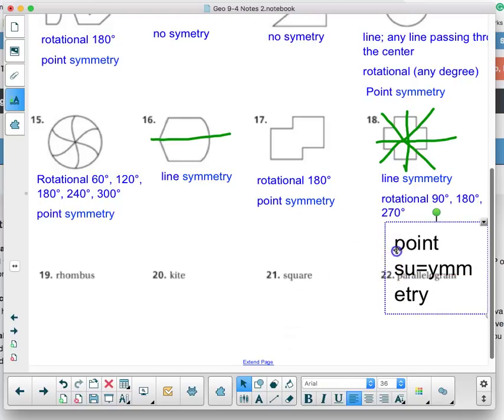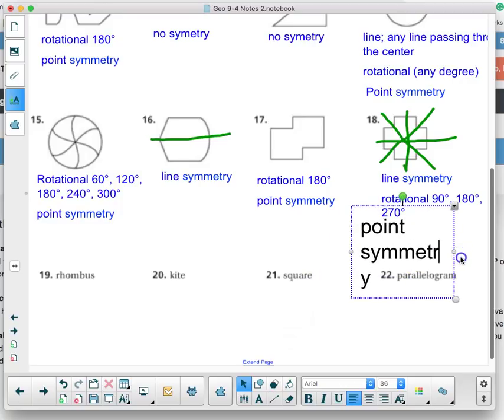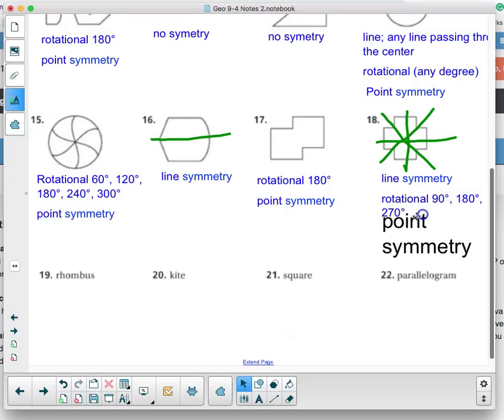Let's see if I can get that going. There we go. I just got to pull that out. There. So point symmetry should also be in problem 18 because of the 180 degree rotation.